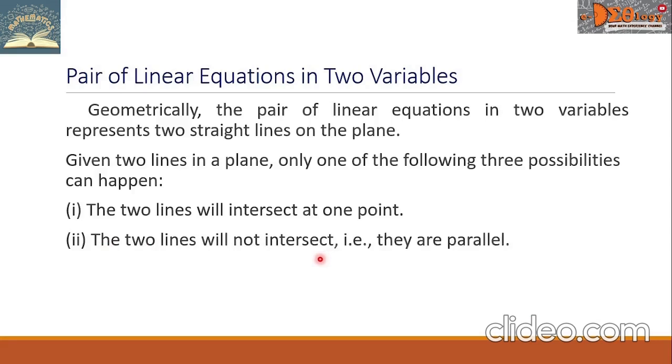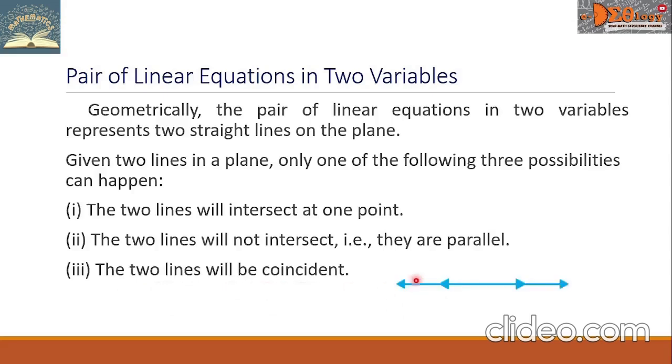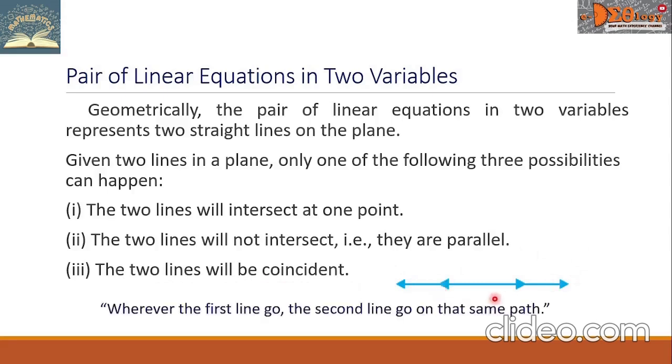Second possibility, the two lines will not intersect. In this case, the lines are parallel. Here's an example of two parallel lines. Third possibility, the two lines will be coincident. This is an example of two lines that are coincident. We say that wherever the first line goes, the second line goes on that same path.